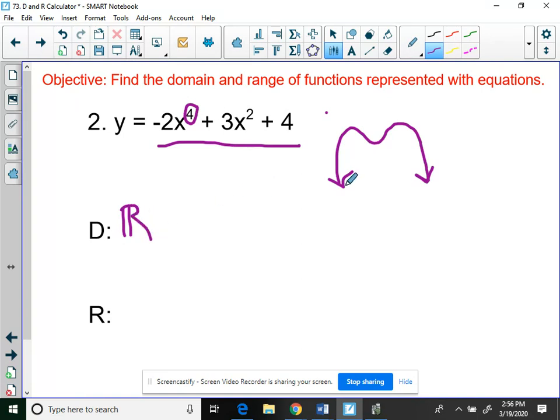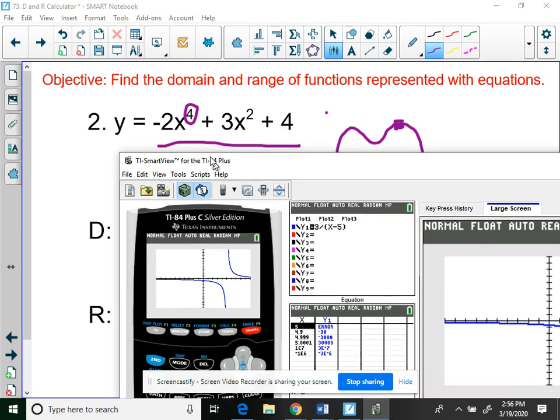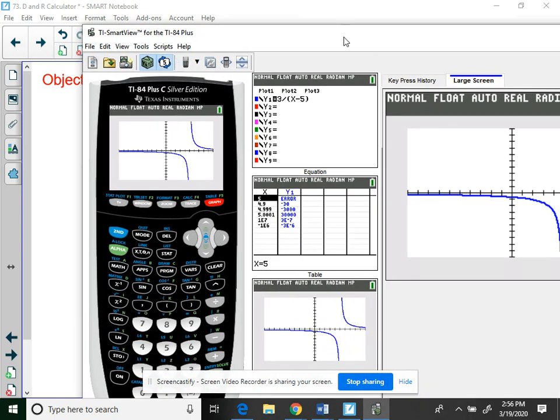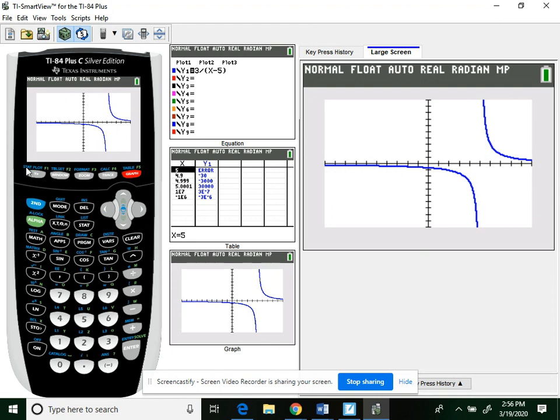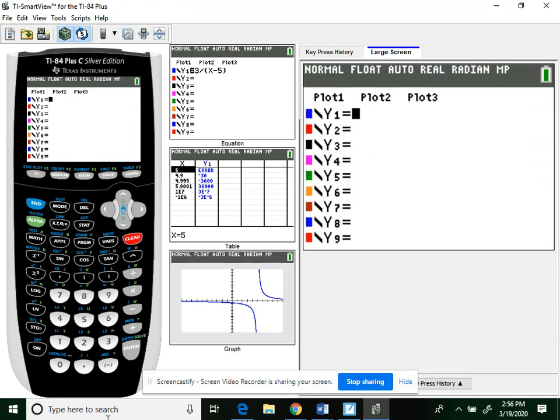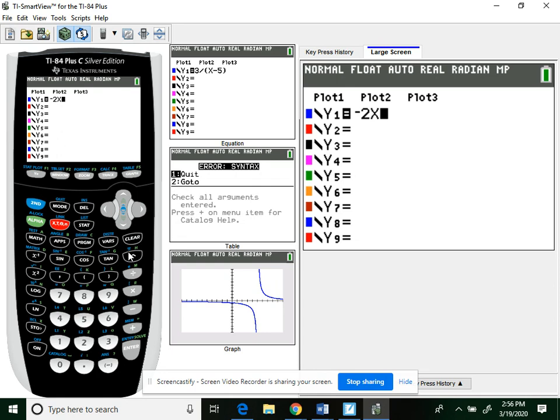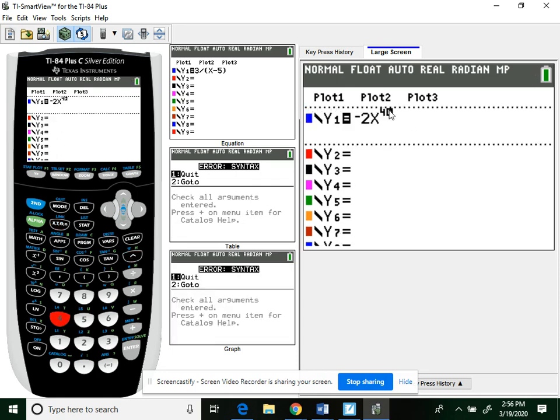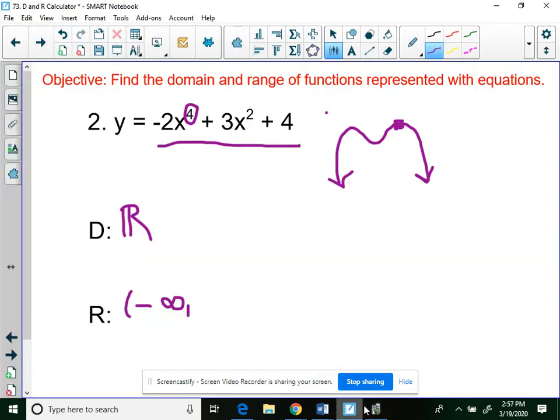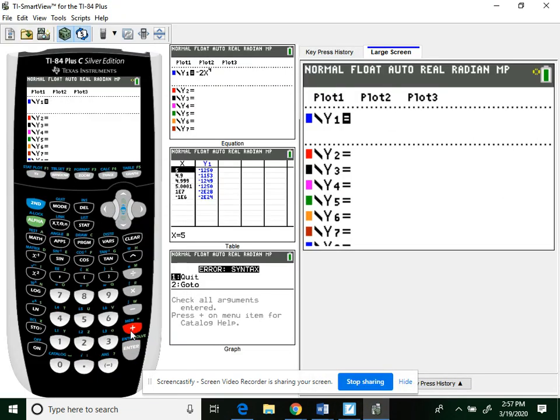The range is going to go from negative infinity to whatever this point is. So the goal is to find that point, right? We don't know how to do that. We have to use the calculator. So let's plug that in and look at the graph. So negative 2x to the 4th. Now my calculator does the up, yours probably doesn't. And then plus 3x squared.